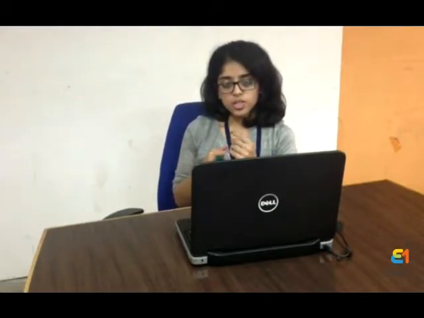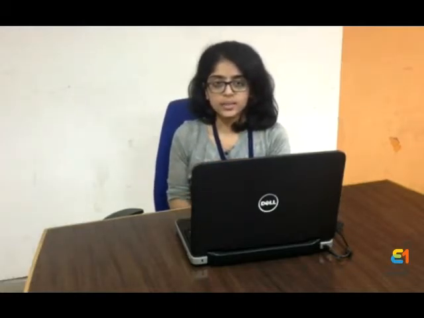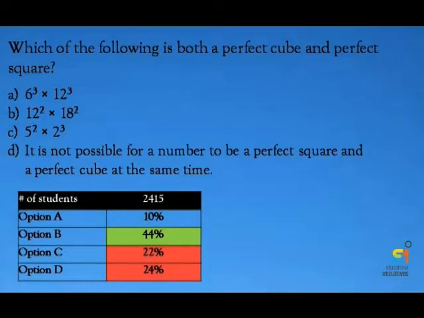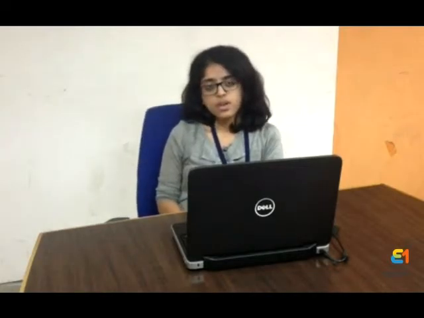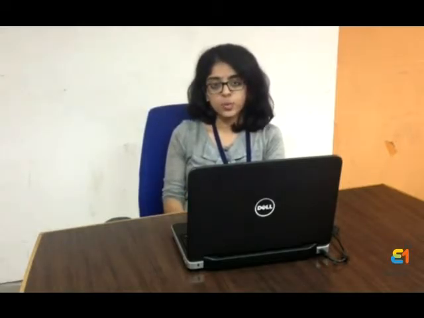So what do you think students picked to be their answer? Let's have a look at the student data collected. So out of the 2,415 students of class 8 and 9 who attempted this question, around 10% students picked option A, 44% students correctly picked option B to be their answer, an alarming 22% students picked option C and 24% picked option D. So around 24% students believe that it is not possible for a number to be both a perfect square and a perfect cube at the same time.